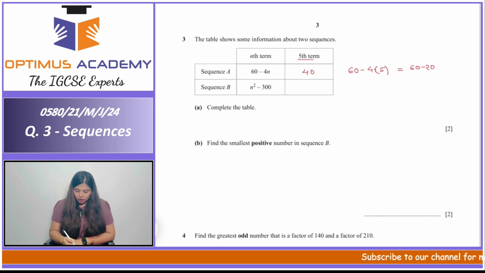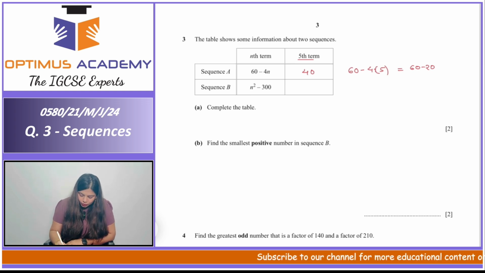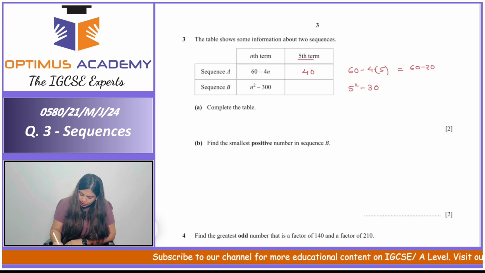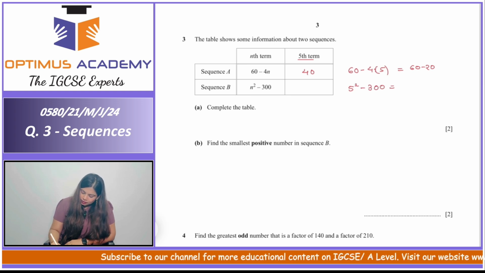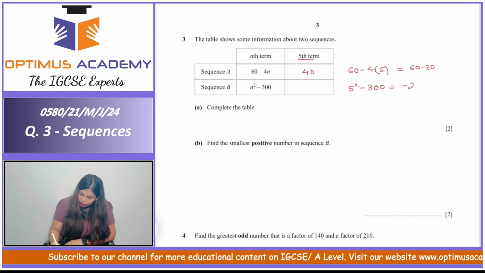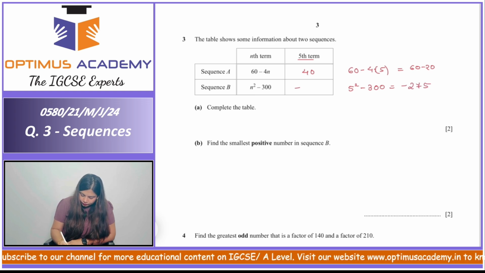Moving forward, sequence B, n squared minus 300. Again, we are going to substitute 5 in place of n to get the answer, and the answer would be negative 275.